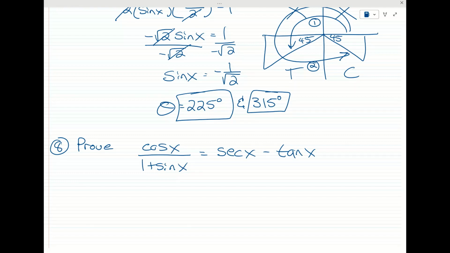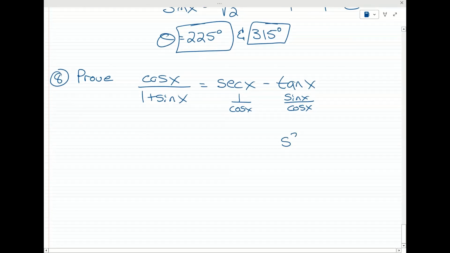So which side looks more complicated, the left or the right? The left side looks more complicated. And taking a look at the right, remember we're not allowed to touch the right side, but secant is 1 over cosine. Tangent is sine over cosine. So from just looking at the right side of the equation, I could see we have to get cosine in the denominator. Right now we have sine in the denominator. So there was a formula that we talked about where sine squared plus cosine squared equals 1.